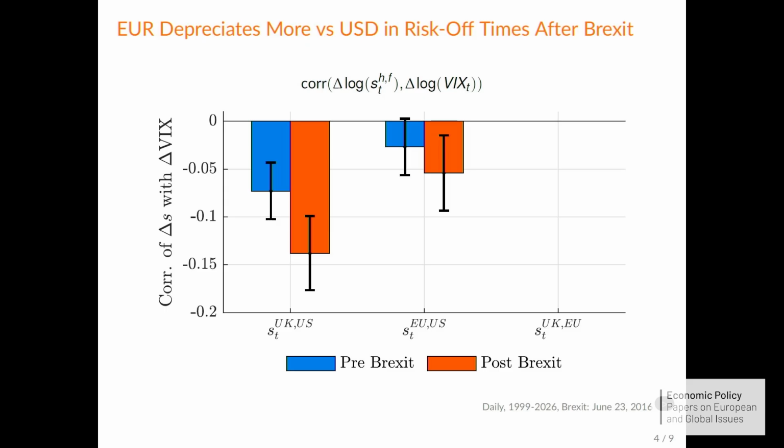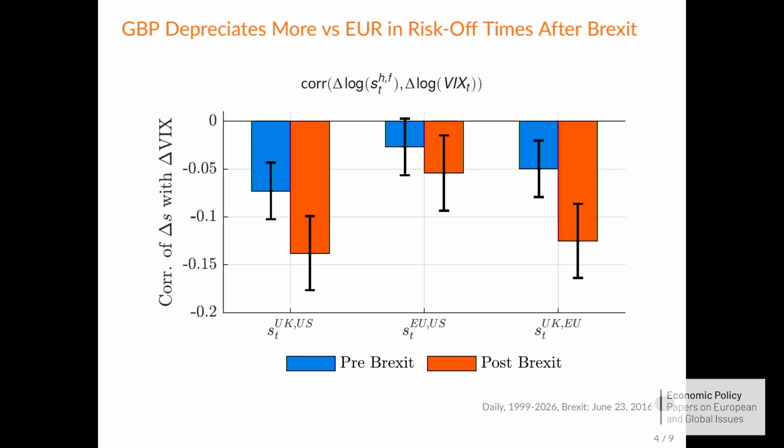a large portion of the EU size. And that implies that if you look at the pound-euro exchange rate, which would be the last set of bars, the pound started depreciating significantly relative to the euro when the VIX increases after Brexit relative to beforehand. So this is broadly supportive of the model predictions that indeed currency safety is increasing in country size.